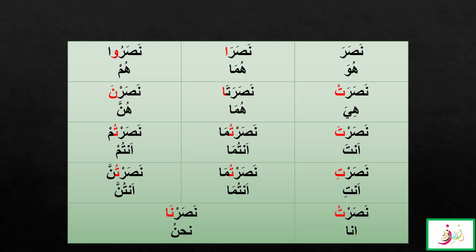Ana Nasartu, I helped. Ana Nusirtu, I was helped. Nahnu Nasarna, we helped. Nahnu Nusirna, we were helped. So, Alhamdulillah, this is how you are going to convert your chart into Fa'il Madi Majhul. As I did, you are also able to do this chart verbally, for Fa'il Madi Ma'lum and Fa'il Madi Majhul. And inshallah, with practice, you will be fluent.